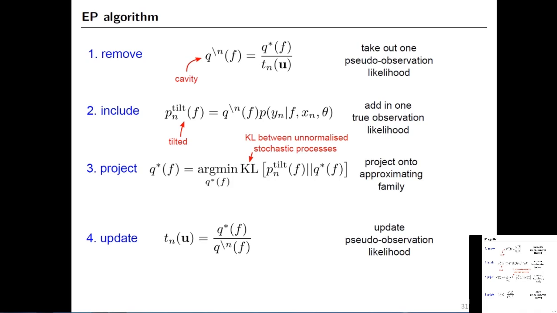Yeah, question? So the cardinality of U is far less than n. Yeah.